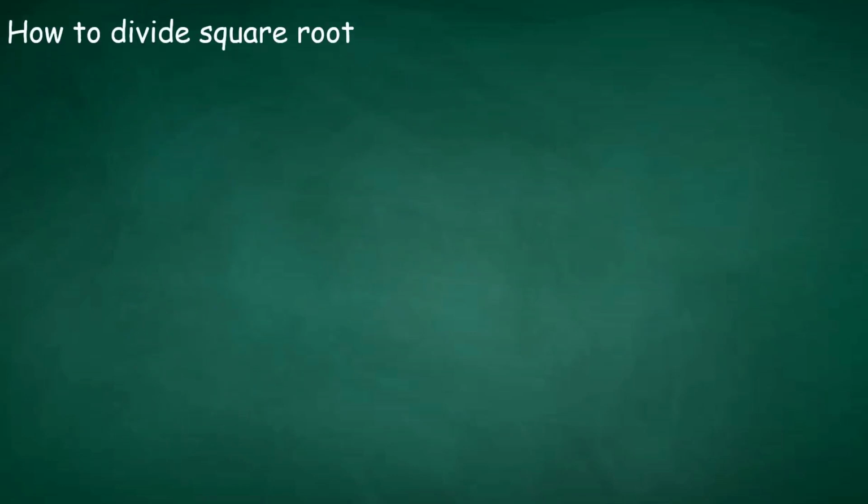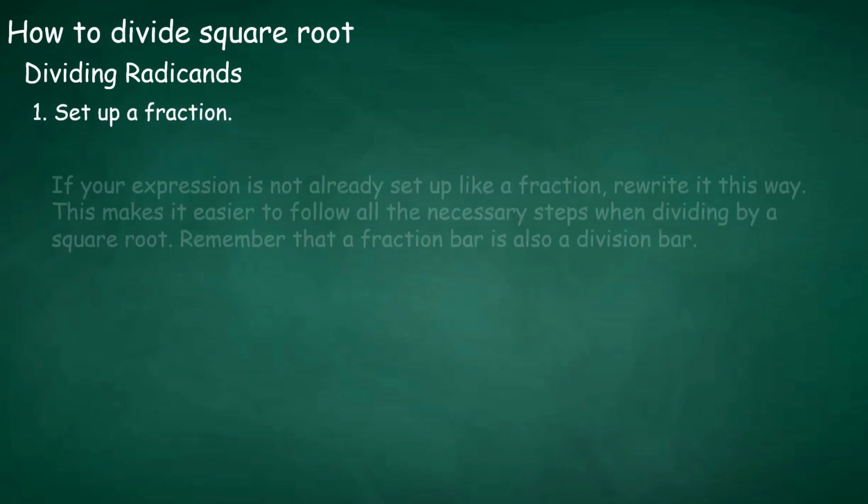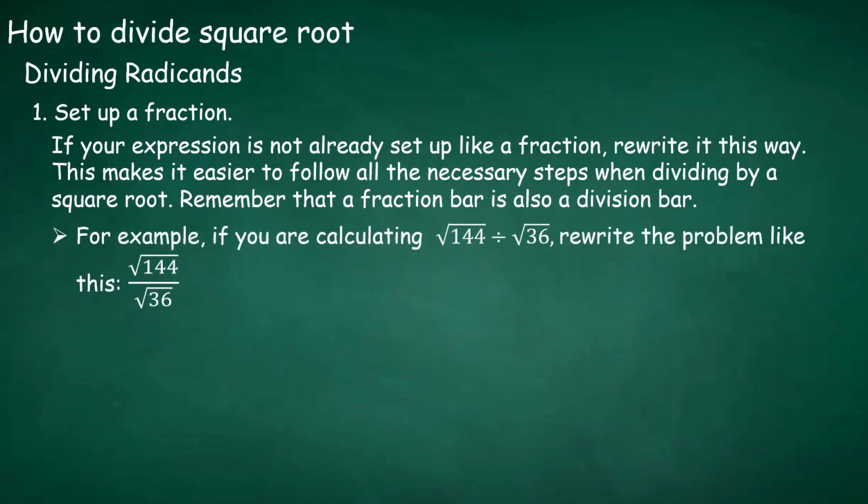How to divide square roots. Dividing radicands. 1. Set up a fraction. If your expression is not already set up like a fraction, rewrite it this way. This makes it easier to follow all the necessary steps when dividing by a square root. Remember that a fraction bar is also a division bar. For example, if you were calculating square root of 144 divided by square root of 36, rewrite the problem like this: square root of 144 over square root of 36.